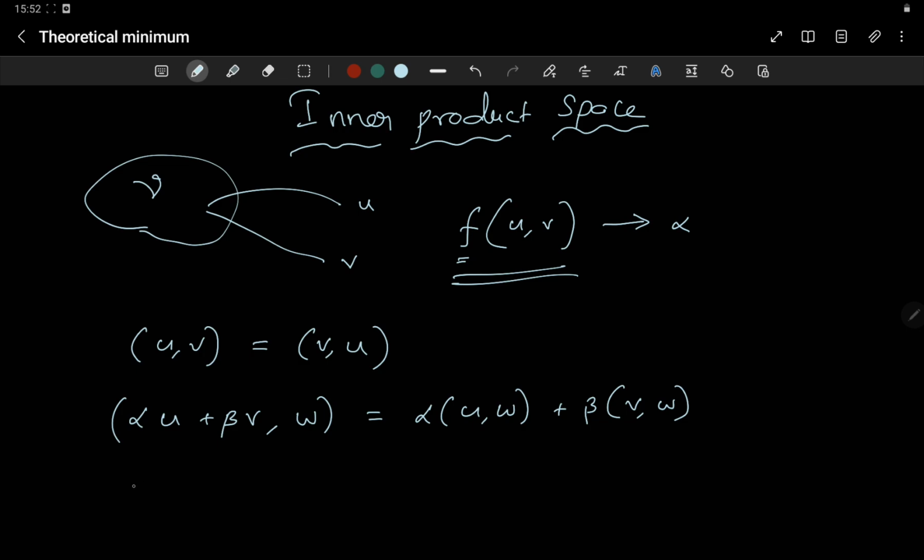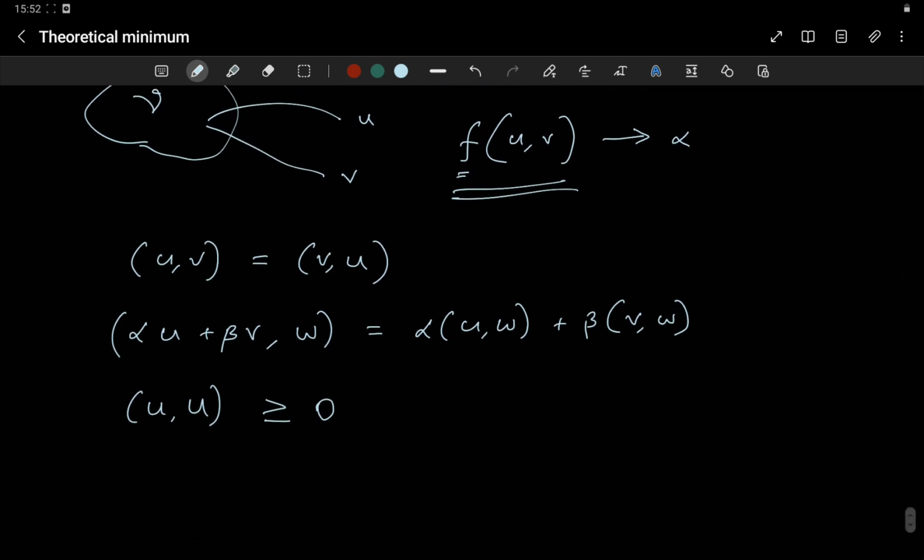And then a third property: say I take u and again I take u. If I do this inner product, it should be greater than or equal to 0. If these three things are satisfied, then I could say that it's a proper inner product, and the vector space is nothing but an inner product space. Okay, fine. Let's see some examples.